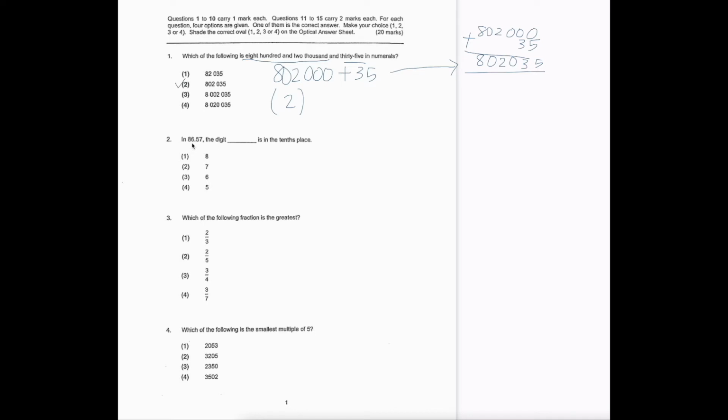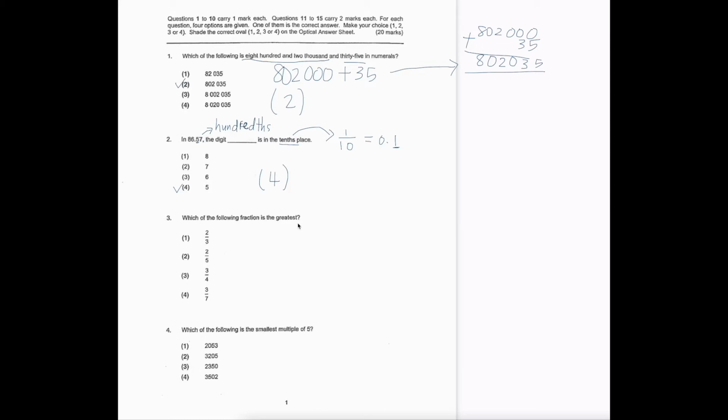Next, in 86.57, the digit what is in the tens place? Tens place is this. Okay, so it's the first decimal after the dot. It's the first digit after the dot, the decimal, so it's 5. Okay, your answer will be 4. Just to add on, 7 will be your hundreds place. So let's move on.